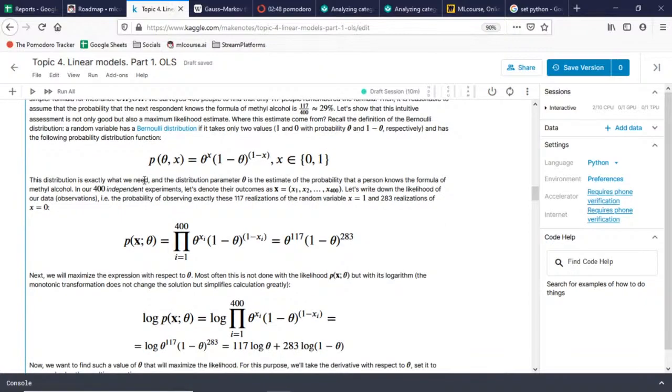Okay. This distribution is exactly what we need, and the distribution parameter theta is the estimate of the probability that a person knows the formula of methyl alcohol. Now 400 independent experiments. Let's denote the outcomes as vector x. Let's write down the likelihood of our data observation, the probability of observing exactly this realization.